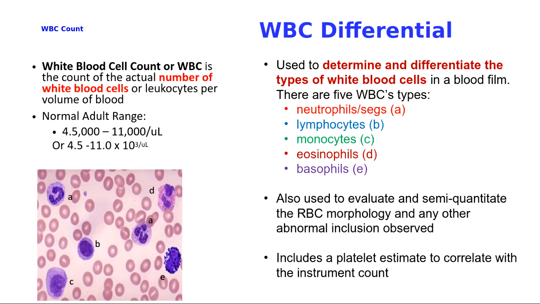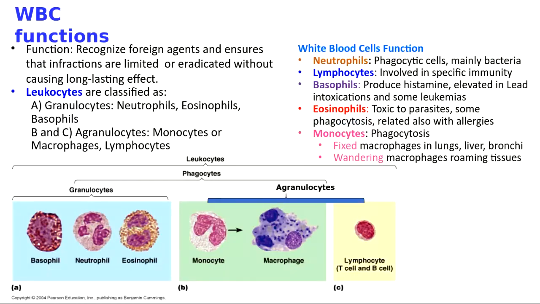Remember that the white blood cell differential will also include some semi-quantitative description of how the red blood cells look. We will have the numbers to compare them and to give us an idea about whether they are too big or too small or too pale or have too much hemoglobin. But it's good to correlate those numbers with the actual morphology of the red blood cells. And we also will have to correlate the platelet estimate. We want to know whether the count that was given by the instrument correlates with the platelets that we see on the peripheral slide.